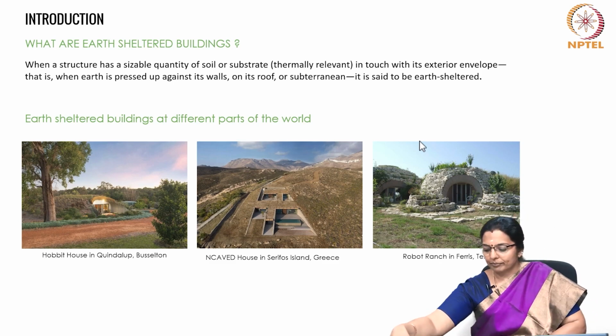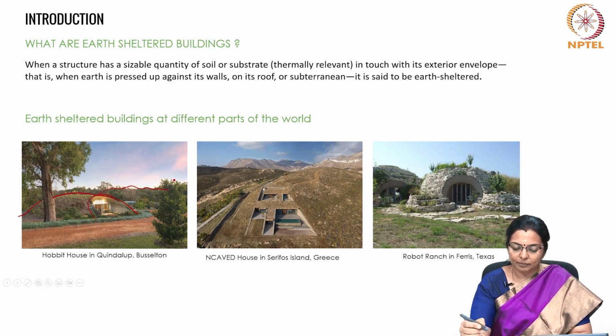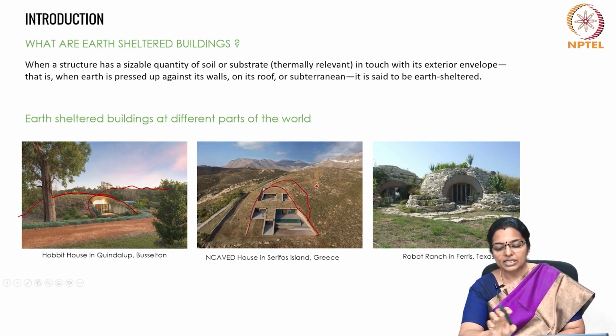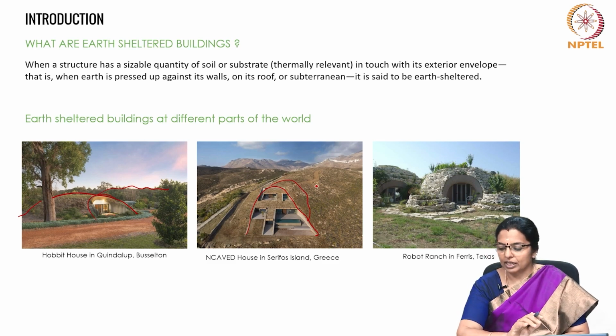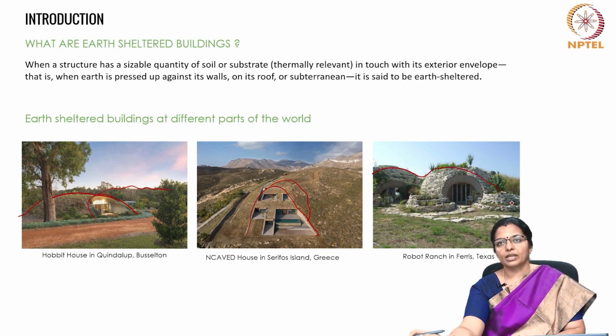You can see in these case studies how the Hobbit house is camouflaged and covered with soil and it merges with the surroundings. Similarly, the encaved house in Greece becomes part of the landscape as it is buried, the back of the house is buried or inserted inside the hillock. And then the robo ranch is again camouflaged in the landscape as such.